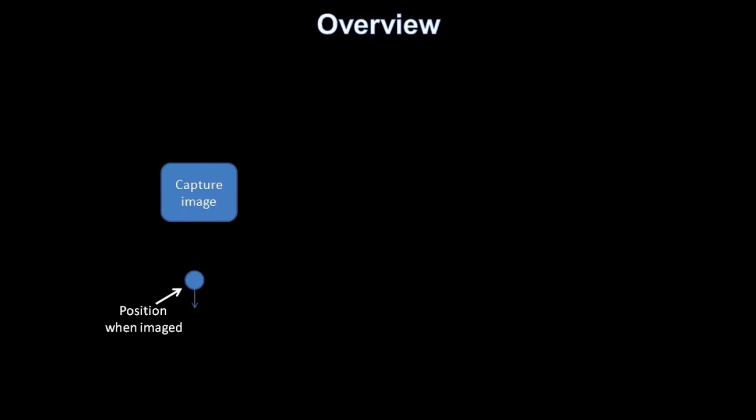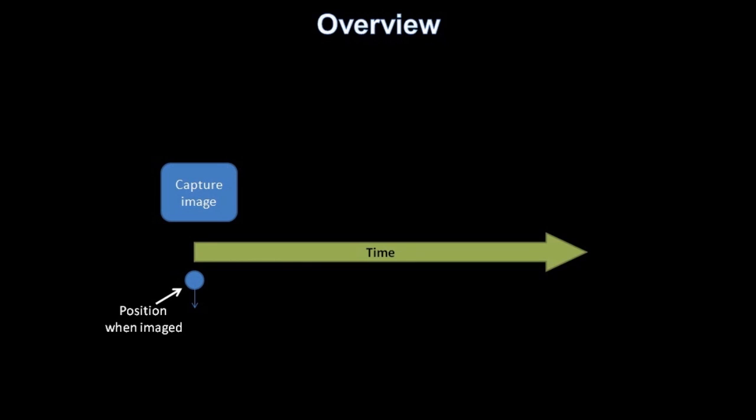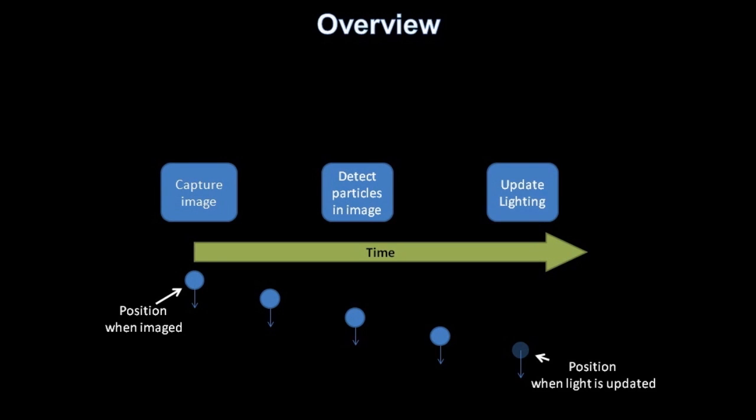We capture images with either a stereo camera pair or a co-located camera projector system. Once the image is acquired, we quickly process the image to detect the particle and predict its future location when we are finally able to update the lighting to not illuminate it.